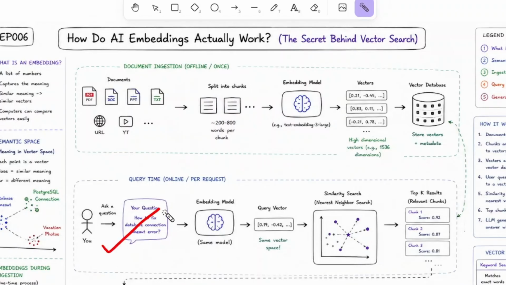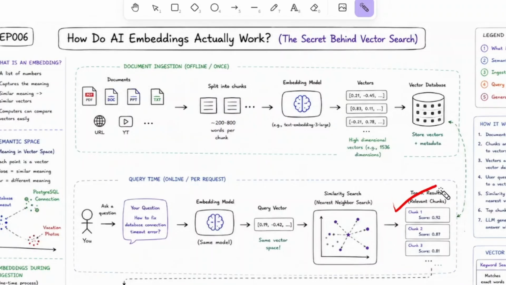When a user submits a question, the system sends only the query through the same embedding model used during ingestion. This produces another vector inside the same semantic space. Because both the stored documents and the query were created by the same model, their vectors can be compared directly. The vector database now searches for the nearest neighbors rather than matching text.